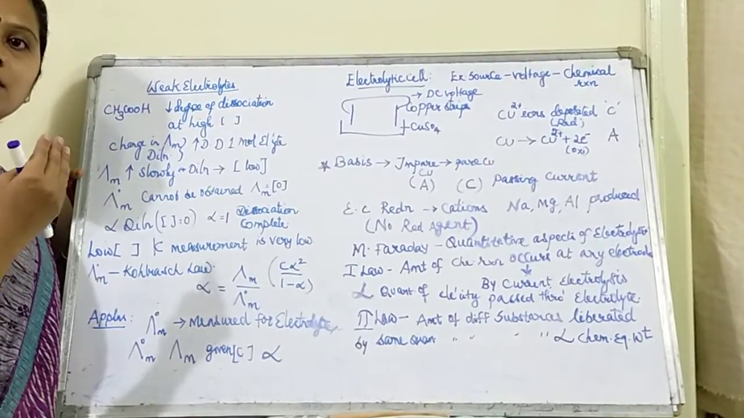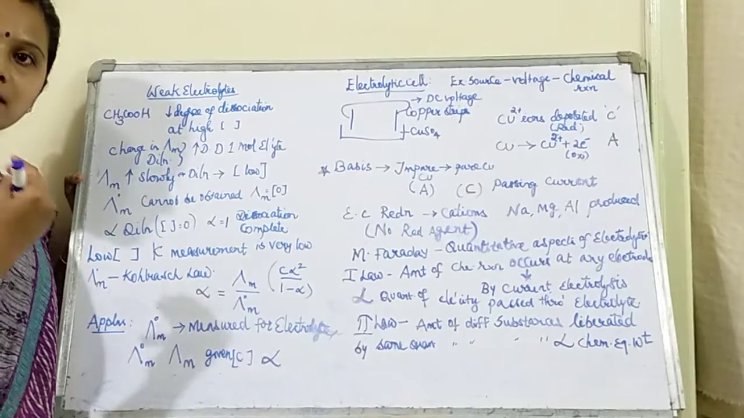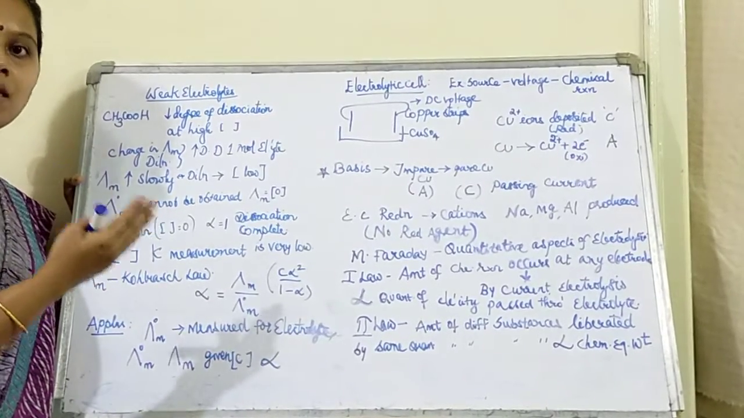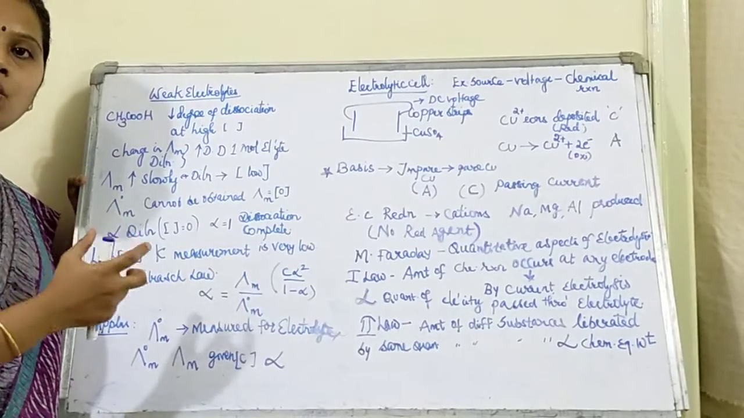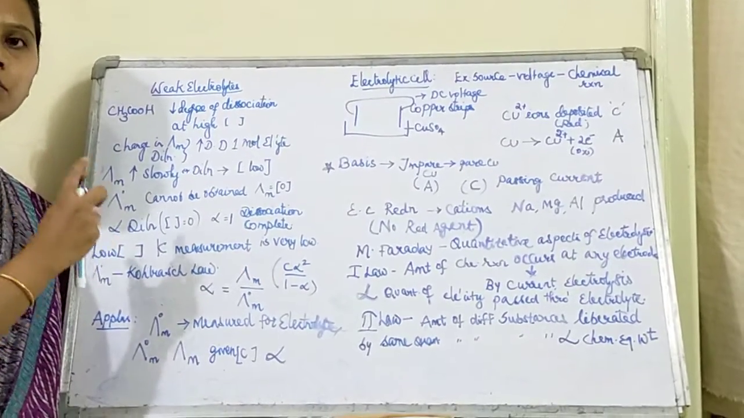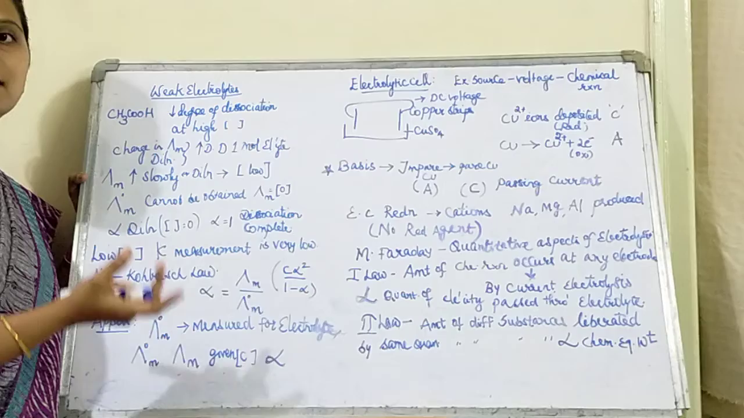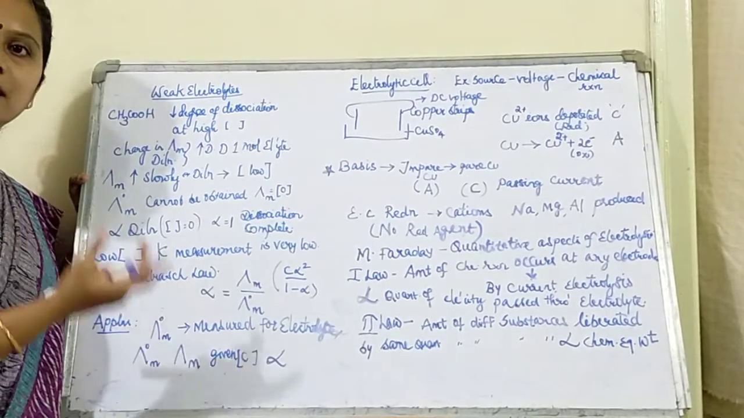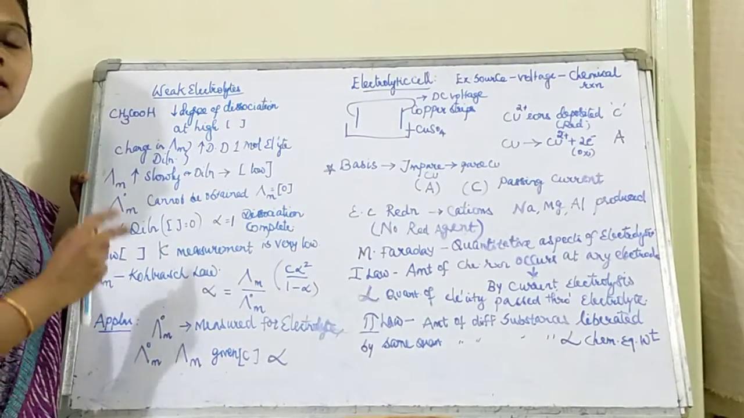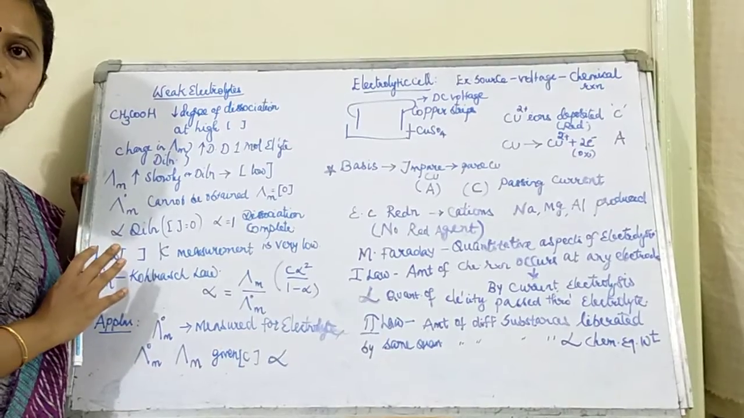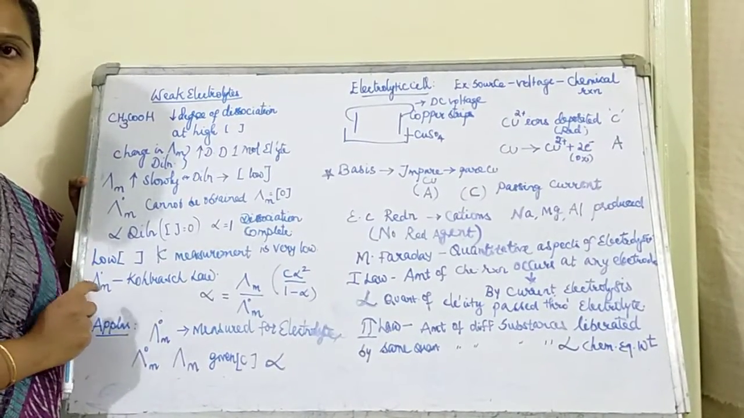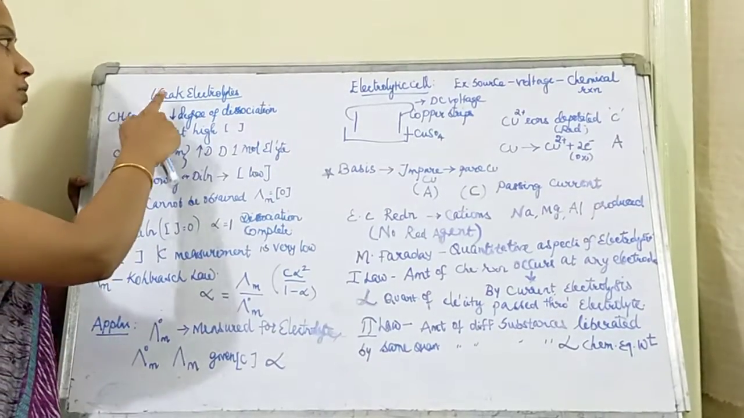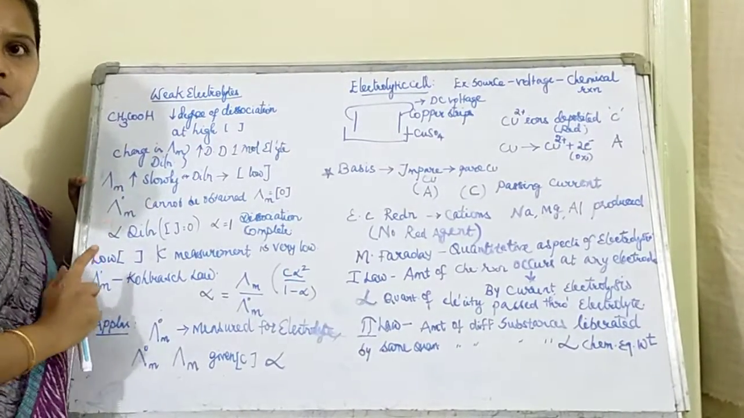Then we saw about conductance, resistance, conductivity, resistivity, and their units. Then we saw how to relate your electrode potential or reaction potential with the Nernst equation, then with Gibbs free energy. In the last session we saw about strong electrolytes, in which we saw Kohlrausch's law of independent migration of ions. So today we are going to see about weak electrolytes.